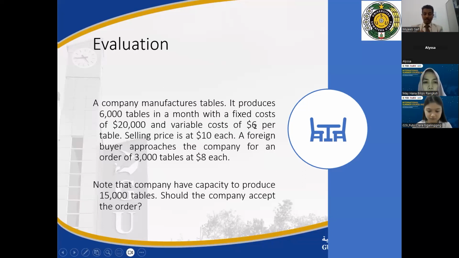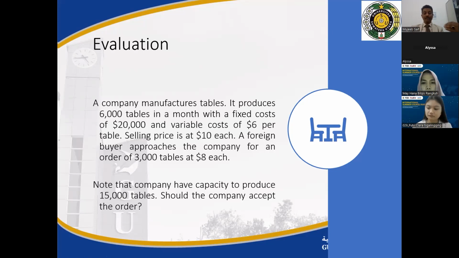per table, and the remaining amount: $8 minus 6 variable cost. The remaining amount is 2, and this 2 will contribute to the fixed cost. That means it will help us to cover fixed cost, right?